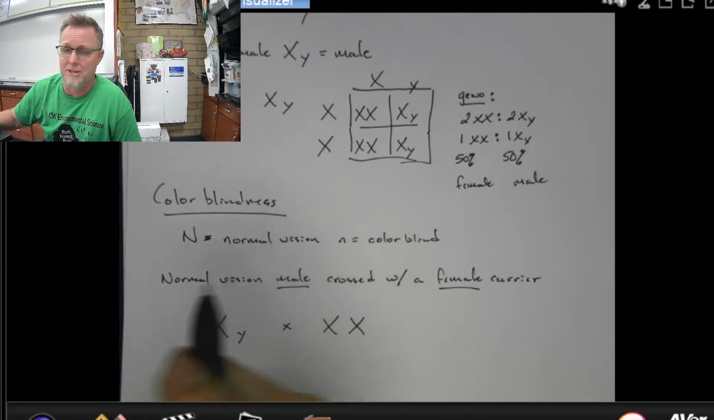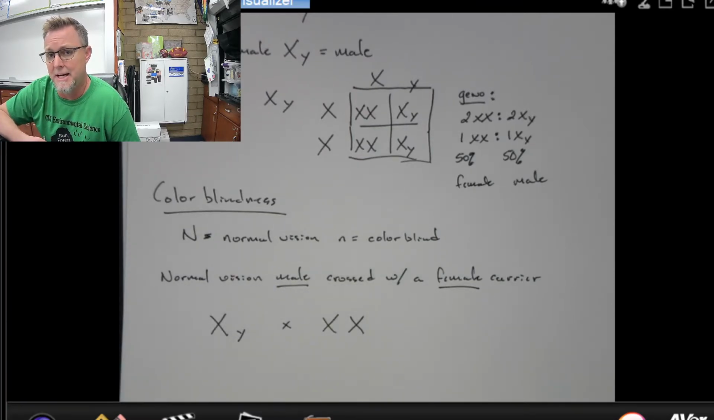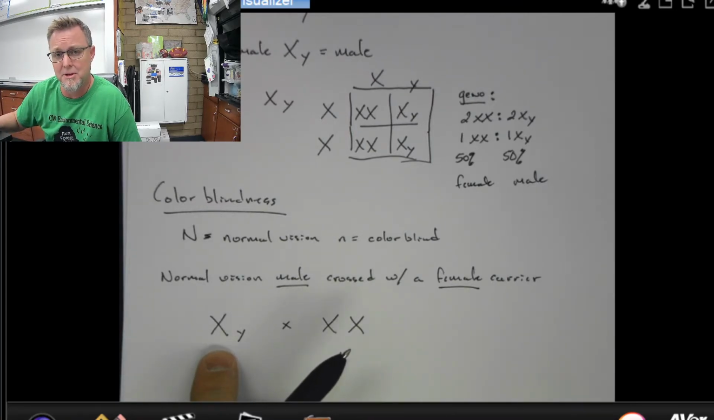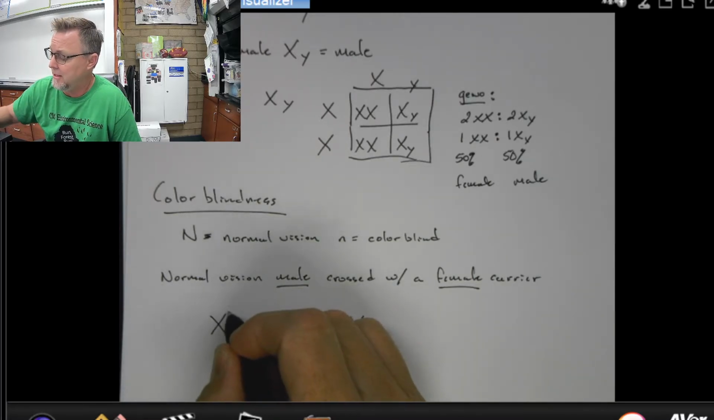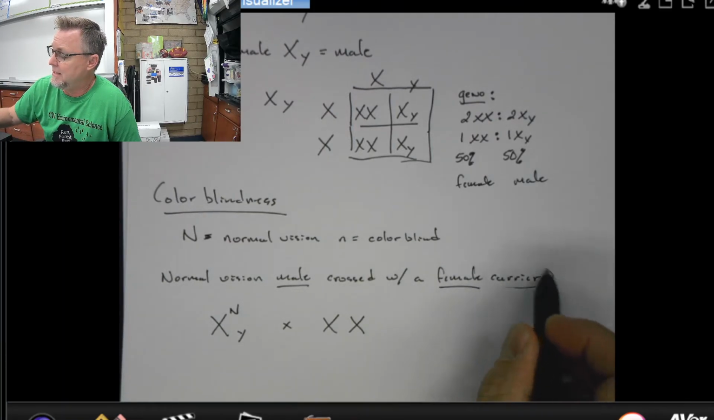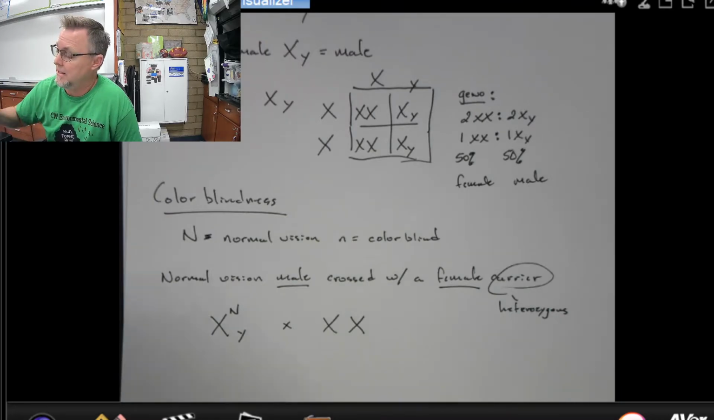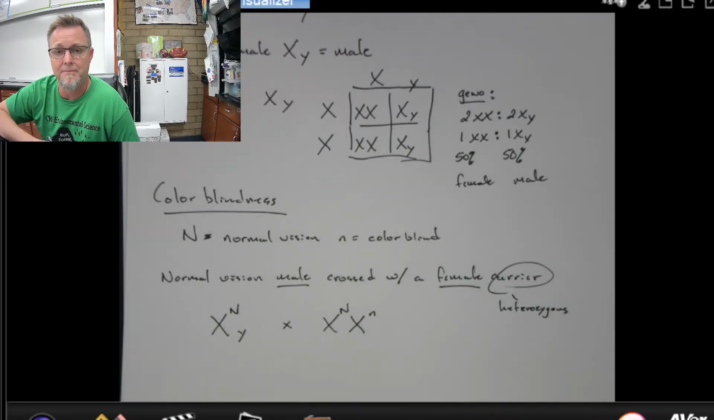If you have normal vision, I mean, technically, as long as you inherit that one dominant gene, you should have normal vision. But I didn't say anything about the male being heterozygous or homozygous for a reason, and that's because the male only has one X chromosome to carry this gene on. So I don't have to tell you if he's homozygous or heterozygous. If he has normal vision, the only thing he can be is that. So I put as like a superscript a capital N for normal vision. The female, you're told she is a carrier, and the word carrier is code for heterozygous. Okay, heterozygous. So that means she's going to have one big N, one little n, just like that.